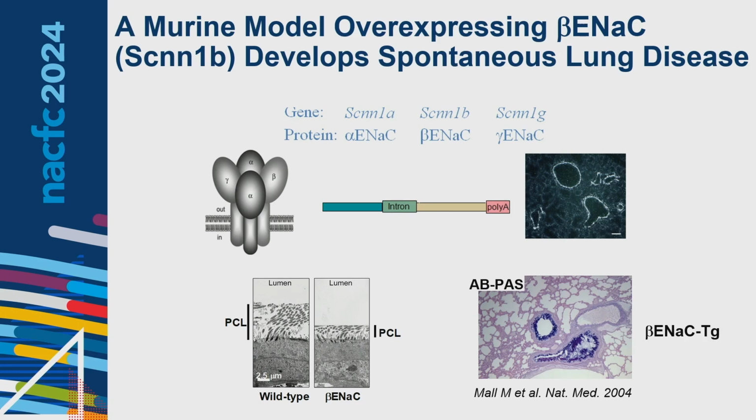So to test ELD-607 within a CF system, we used a murine mouse model that overexpresses beta-ENaC, in which as ENaC is overexpressed, as you see in these airways, this results in dehydration of the airway surface liquid that results in goblet cell metaplasia and mucus plugging.